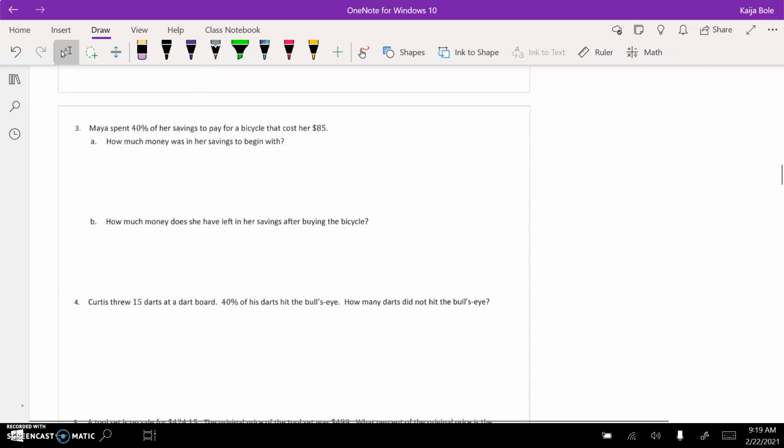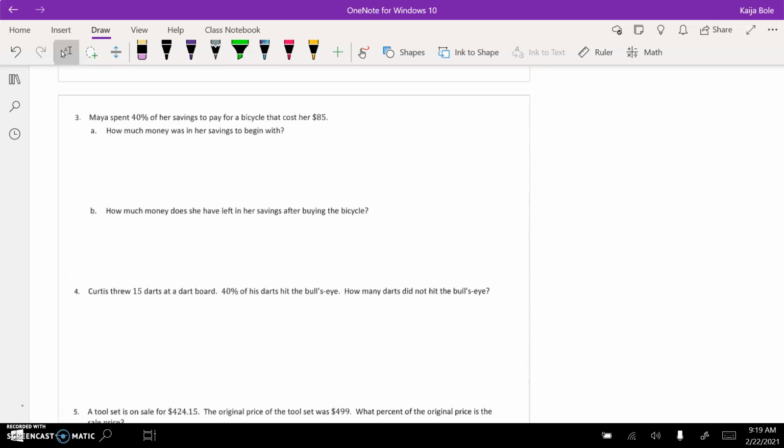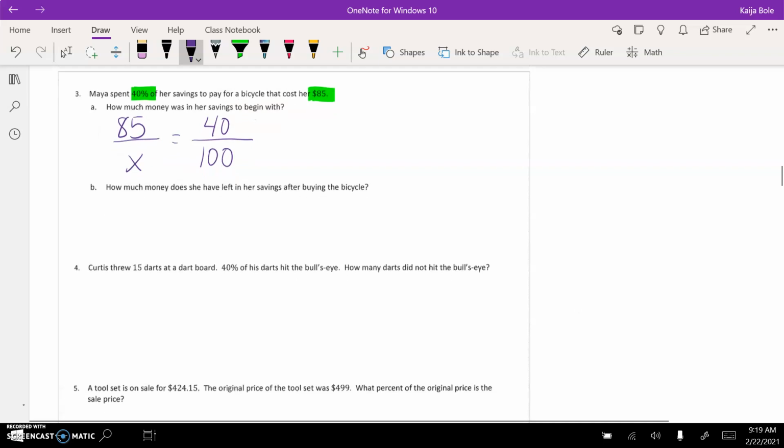Something that's tricky sometimes is number 3 here. Maya spent 40% of her savings to pay for a bicycle that cost her $85. How much money was in her savings to begin with? So what that means, to begin with, well, we know this is 100%, would go up here. That 440. There we go. So to begin with, that's the whole. That's what you're looking for there. Okay, sometimes people get stuck on that, and then you're going to have to use that to answer part B.